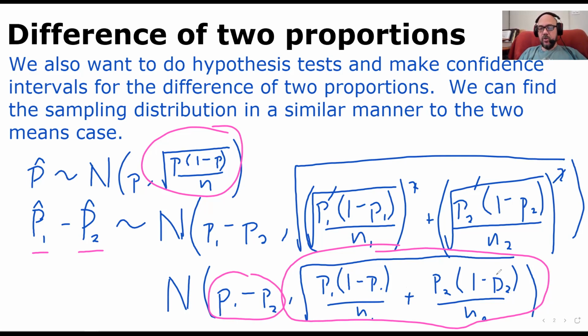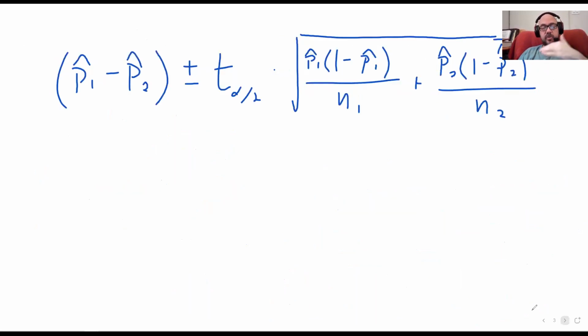And then our standard error looks like this, except everything has hats on it because we're using sample data instead of population data. And that, in this case, doesn't change it to a t-distribution. It still leaves it as a normal distribution for reasons that I do not want to take time to explain.